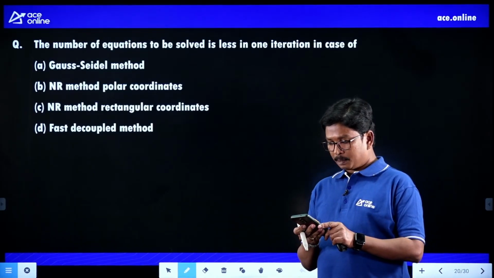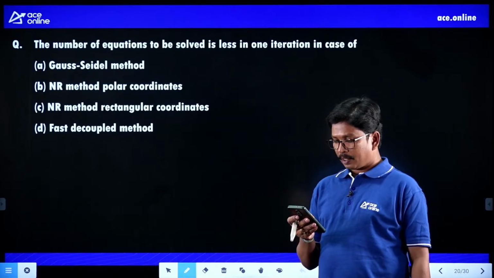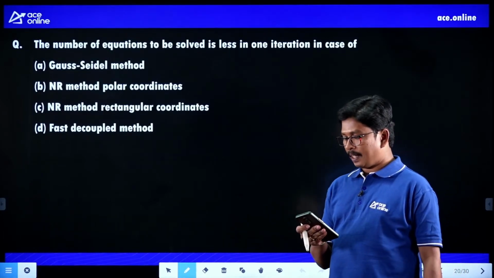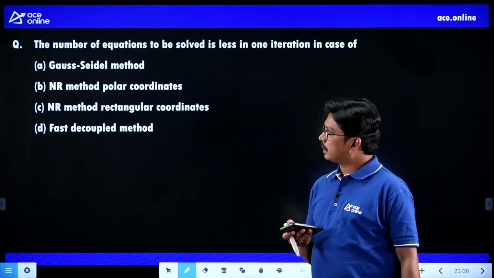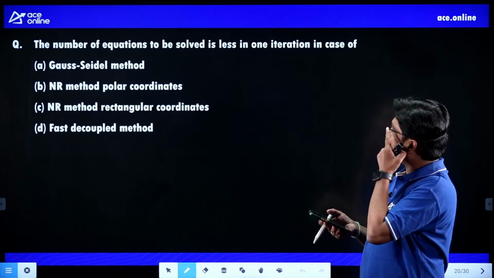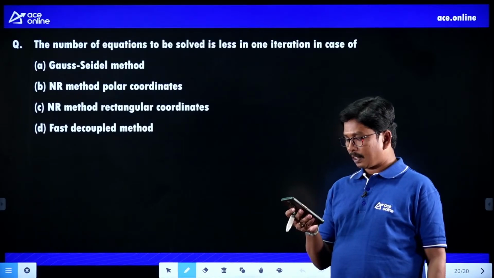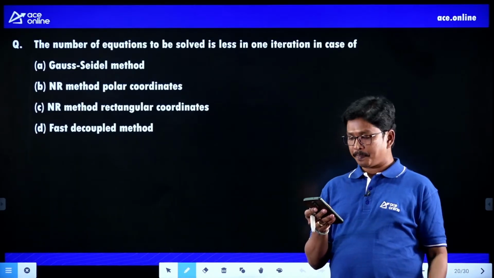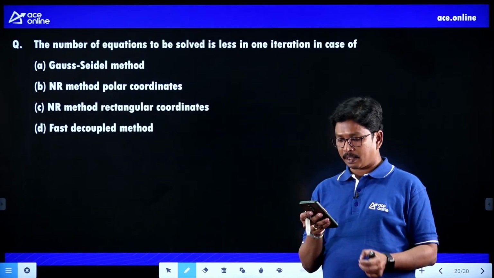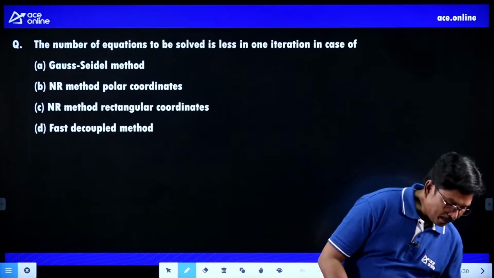Any answer? Option C, NR method rectangular coordinates, that will be lesser. Option D, fast decoupled load flow method. Thota Naresh Kumar gave option C. Aspirant gave option A, Gauss-Seidel load flow method. Anita gave option A. Haima gave option B. Please check it, students.